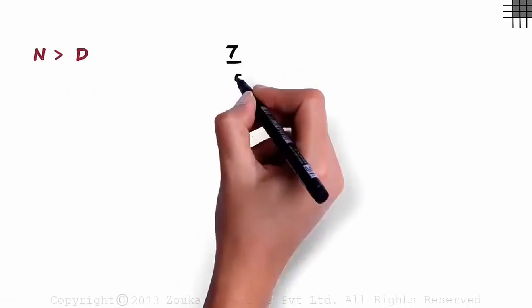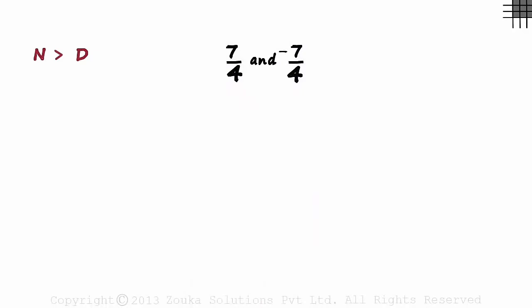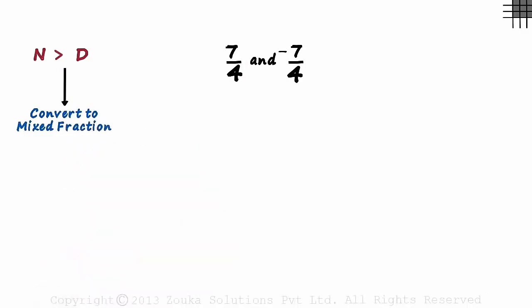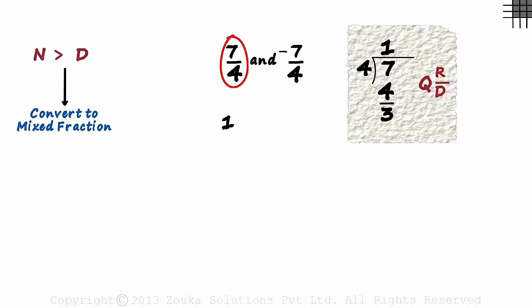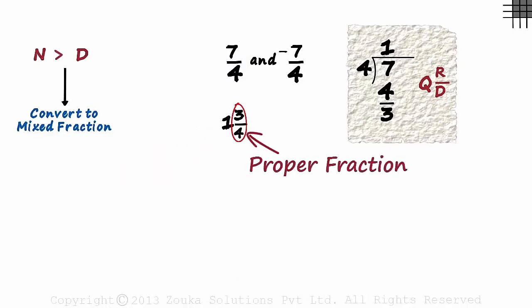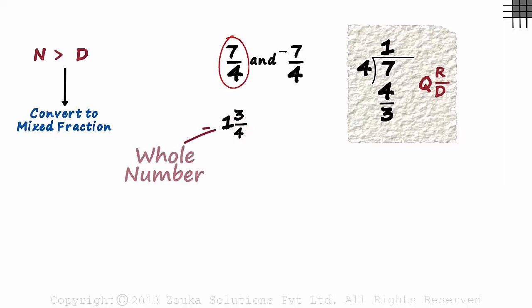Category 2. Numerator is greater than denominator. Let us mark 7 by 4 and minus 7 by 4 on the number line. First we try to mark 7 by 4. Here we need to convert the fraction into a mixed fraction. We will get 7 by 4 is equal to 1 3 by 4. Each of these numbers 1, 3, 4 tells us something when we mark 7 by 4 on the number line. The whole number part tells us the position of 7 by 4. 1 tells us the rational number 7 by 4 is between 1 and 2.